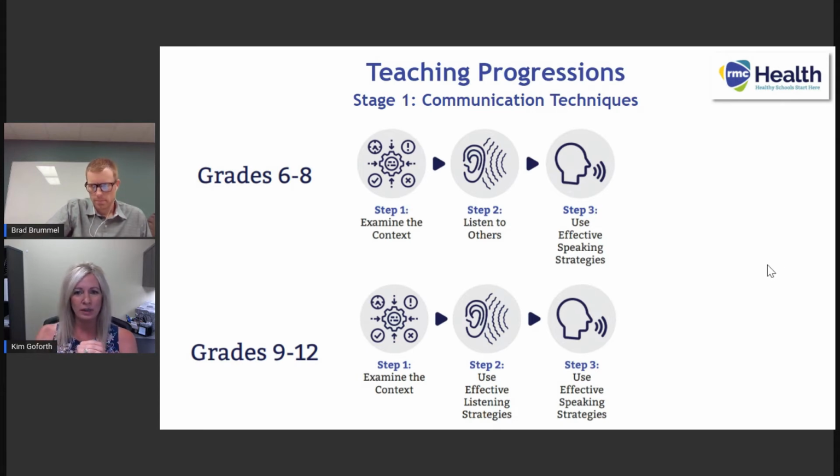So stage 1, focusing just on communication techniques. Grades 6-8 grade span, you can see the 3 steps there: examining the content, listening to others, and using effective speaking strategies. Now, step 2 looks different at 9-12. We still examine the context of what we're focusing on. In step 2, here's that verb use again. They're using the effective listening strategies. So 6-8, you're listening to others.